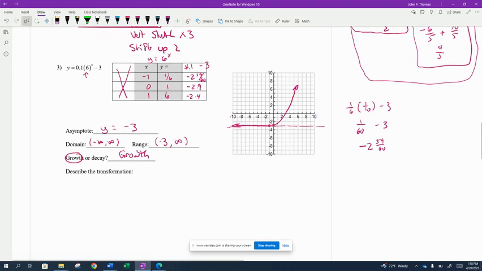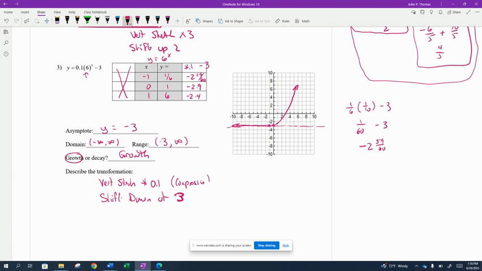As far as the transformations, we've got a vertical stretch by a factor of 0.1. So that's really a compression, because it kind of squeezes it down. It makes it a little shallower. And then a shift down of -3. So we're shifting down 3 units, and that takes us through that graph.